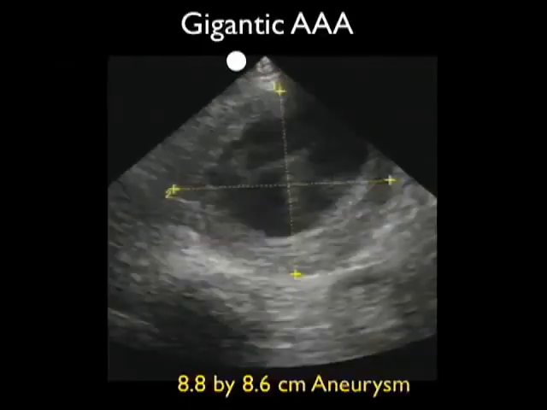In the next image, we're going to measure this gigantic abdominal aortic aneurysm in the short axis orientation, and we measure from outer wall to outer wall. We get a measurement of 8.8 by 8.6 centimeters. So this patient went directly to the operating room and had successful placement of a stent.